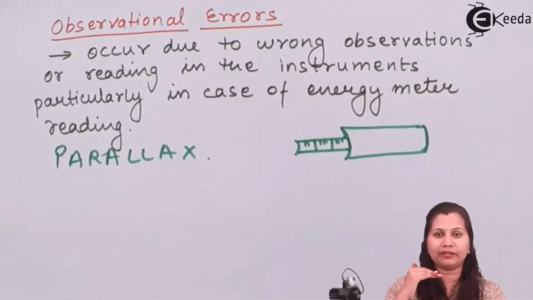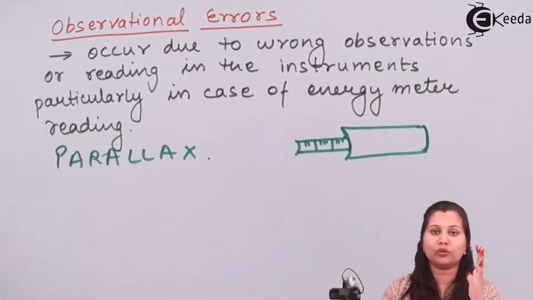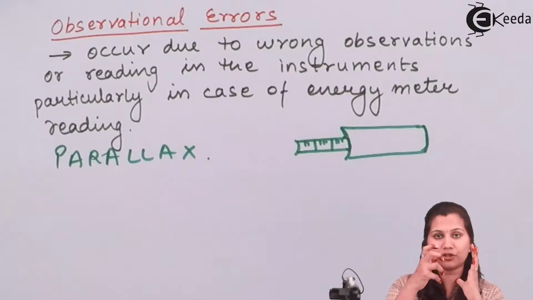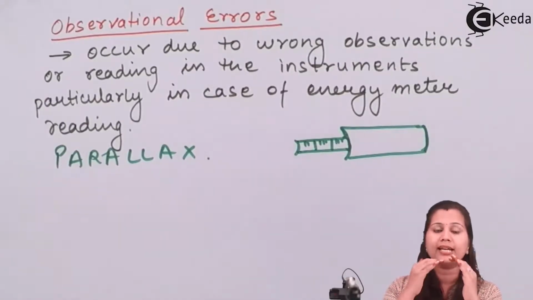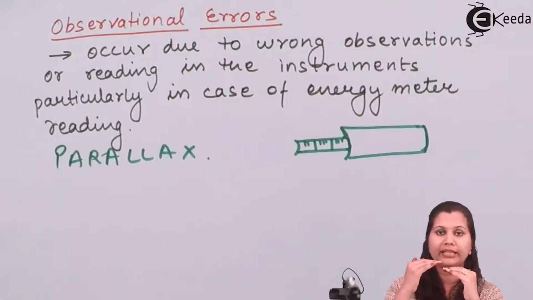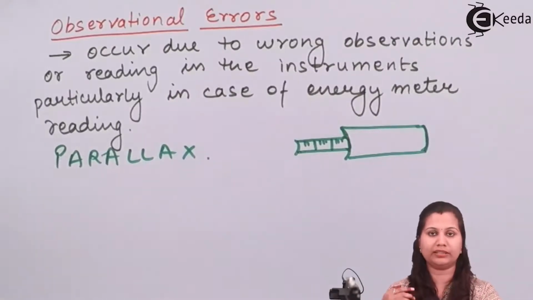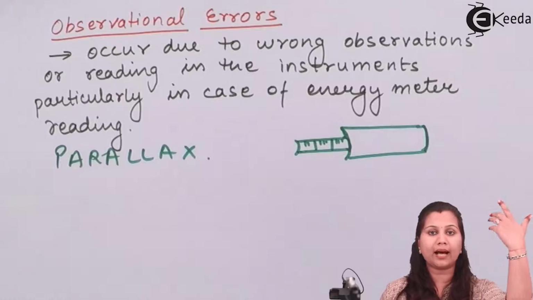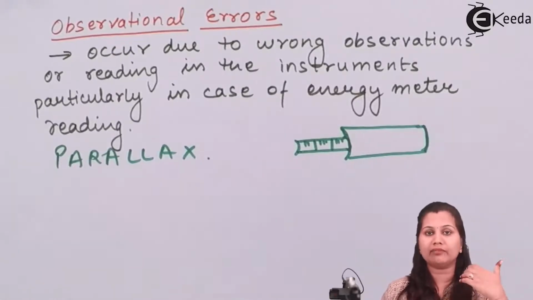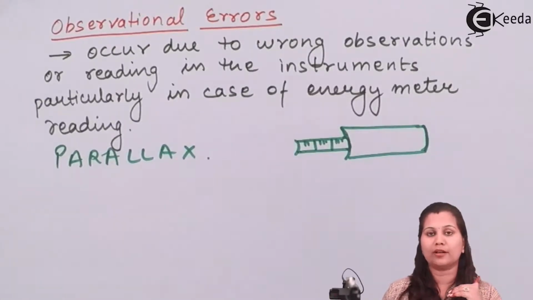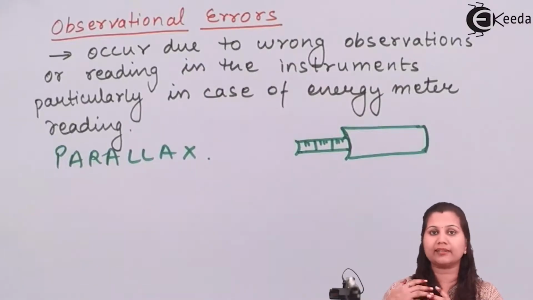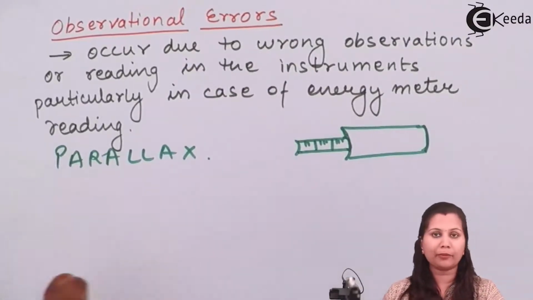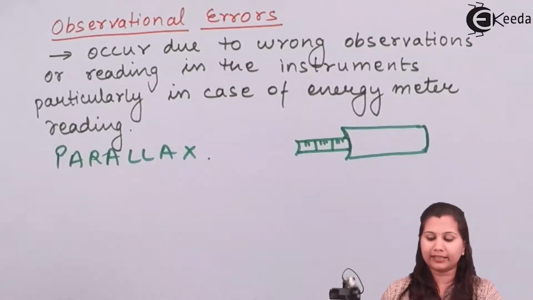Now, if we are reading from a glass tube, and the glass tube is at the same level as the eye, then we will take a different reading. If the glass tube is at a lower level than our eye level, then we will read the upper meniscus of the liquid, and if the glass tube is at a higher level than our eye level, then we are going to read the lower meniscus. So in all these three cases, the readings will be different. So this type of error is the parallax error, and it comes under the category of observational errors.